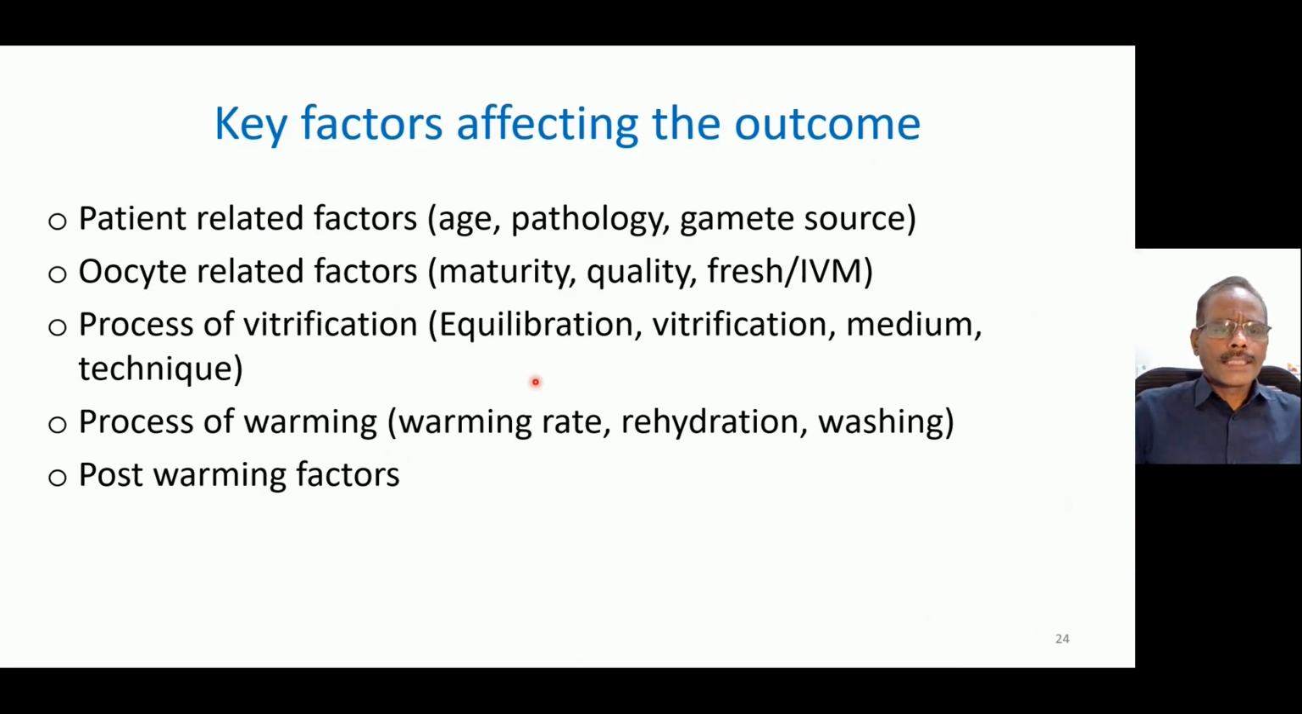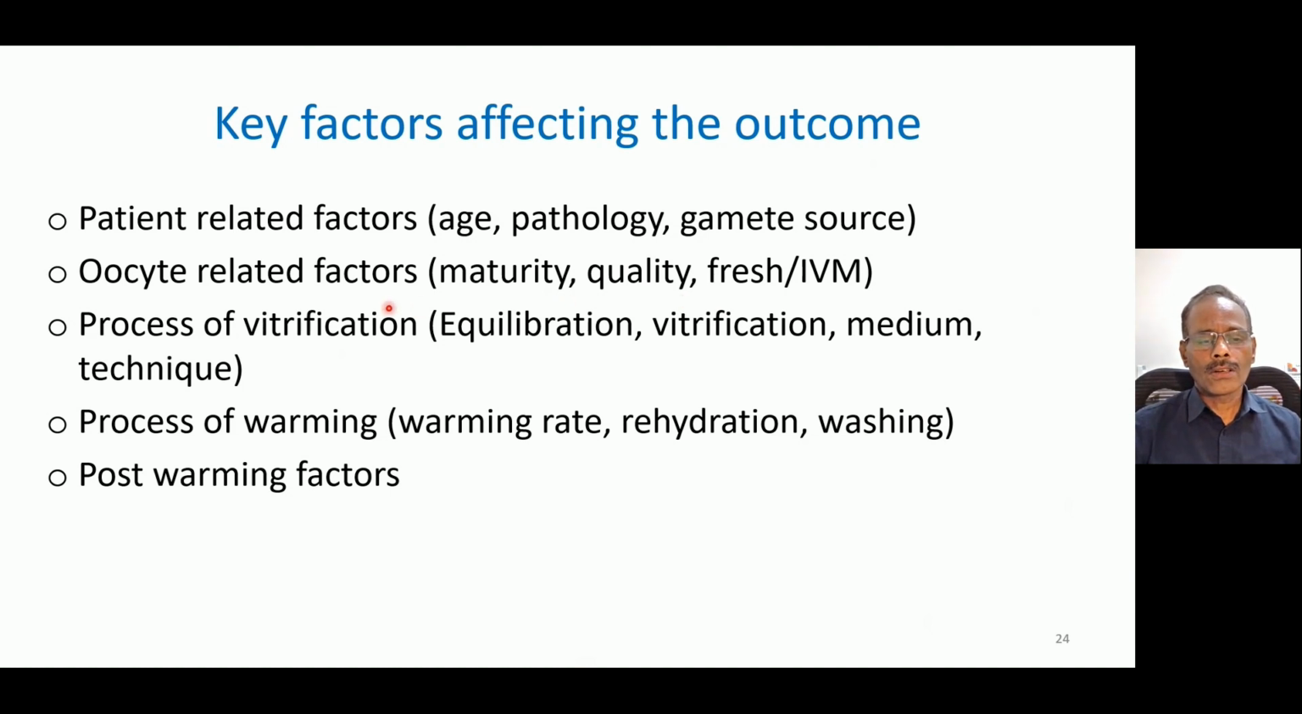It's important to understand the key factors which are responsible for the vitrification outcome in oocyte. The primary factor is the patient: the age of the patient, the pathology, the source of the gamete, whether it is from the patient or from the donor.